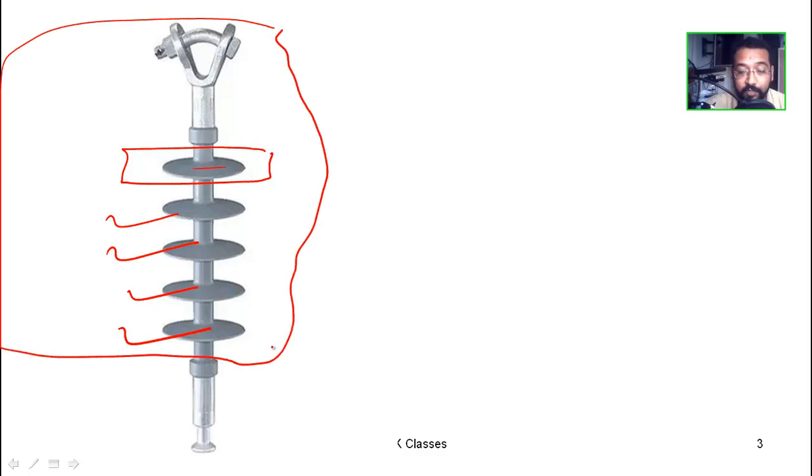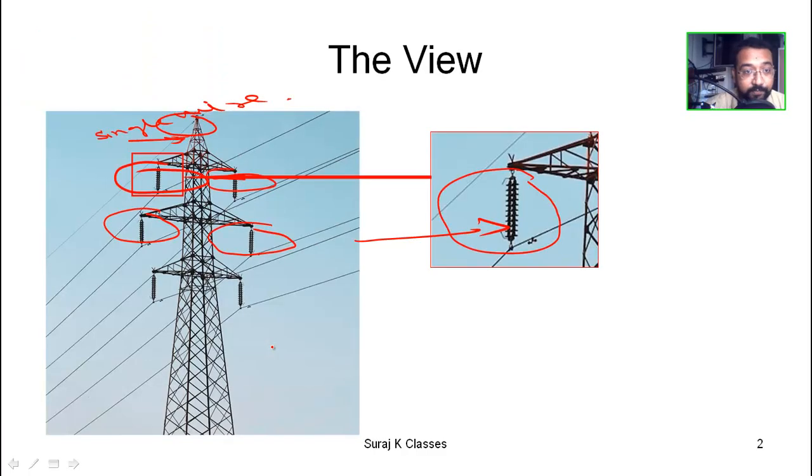Now let's come back to the previous picture. This is a tower, and you must know that this tower is carrying some amount of electricity through these wires. These are called transmission lines. Transmission lines have some voltage and supply it from city to city or from one place to another. And this tower is nothing but a foundation medium, just to hold the transmission lines.